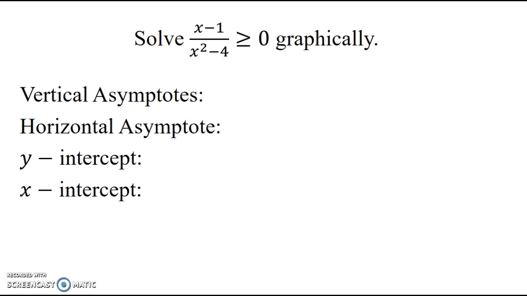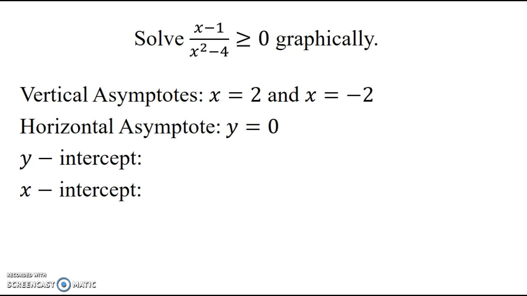You're welcome to pause this recording, go through, try graphing this, and see if you get the same answers I do. So first of all, if we're going to figure out our vertical asymptotes, well, that's going to be what makes the denominator 0. So in this case, it's going to be 2 or -2. Horizontal asymptote, well, since the degree of my numerator is less than the degree of my denominator, we know we're going to have a horizontal asymptote, and that horizontal asymptote is going to be at y equals 0.